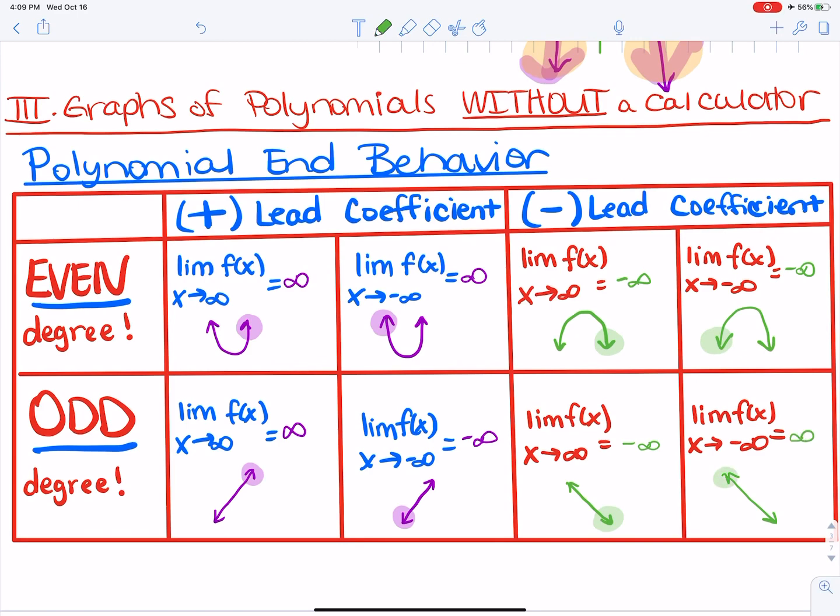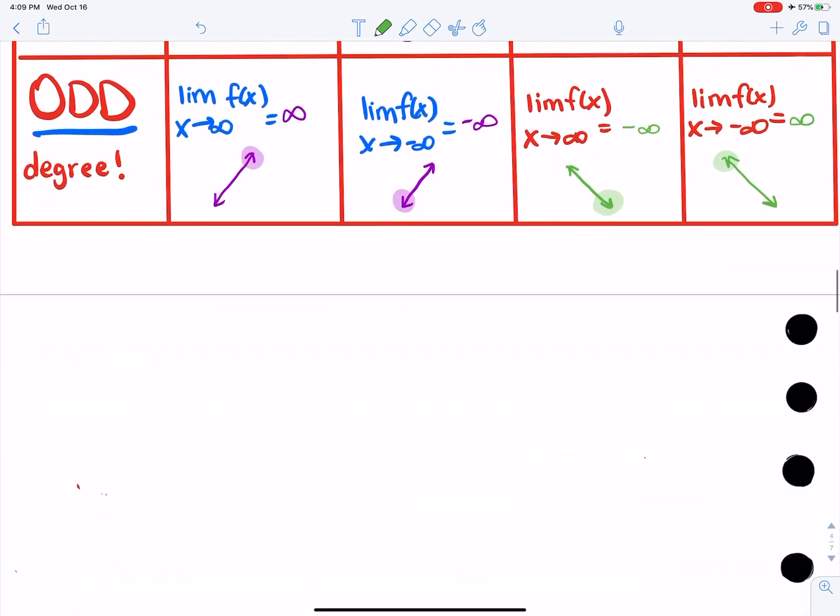So notice how everything just literally flip-flopped. The picture flip-flopped upside down, and what you approach, your limits, your end behavior, flip-flopped as well. All right. That's our end behavior. So let's do this thing without a calculator. A few more things you got to know, though.